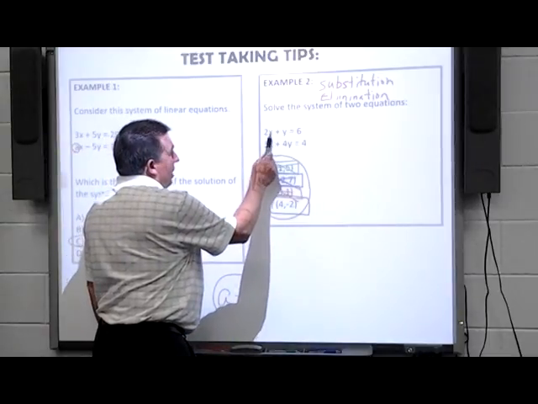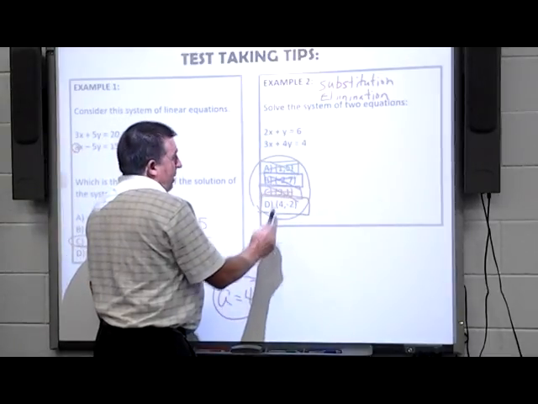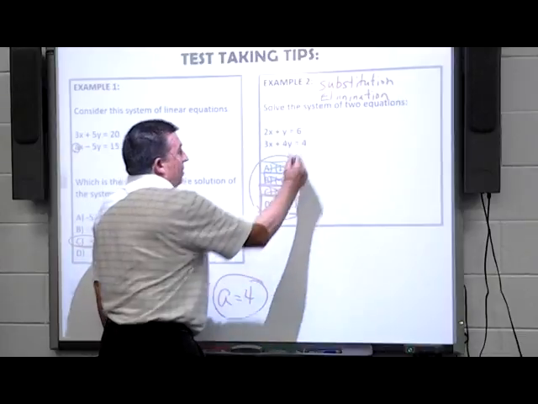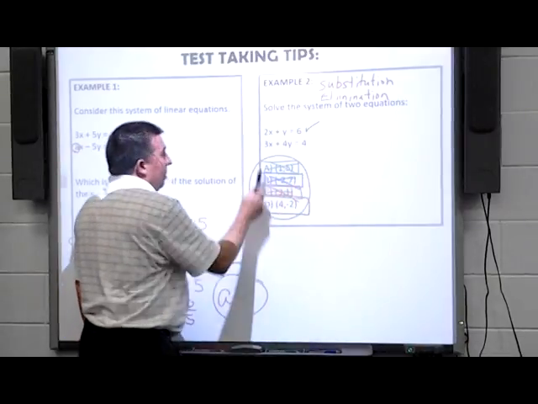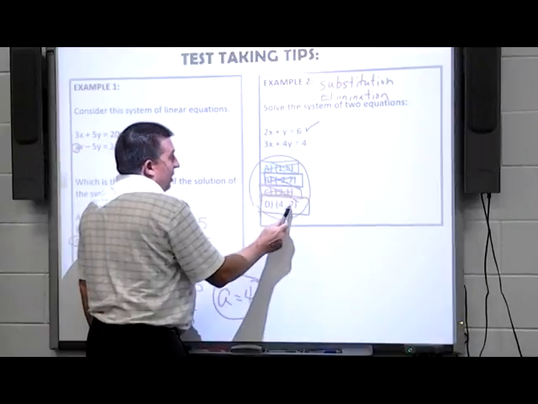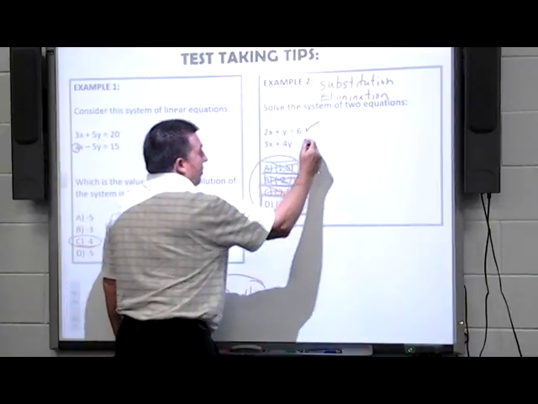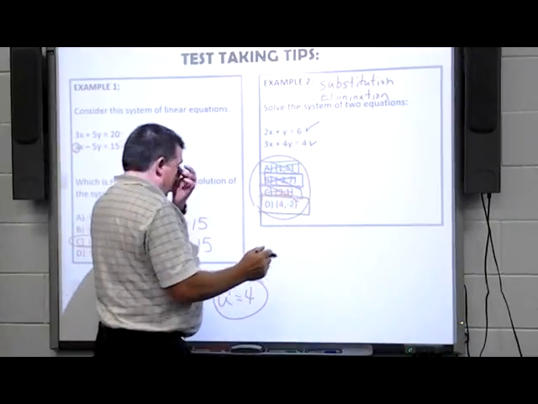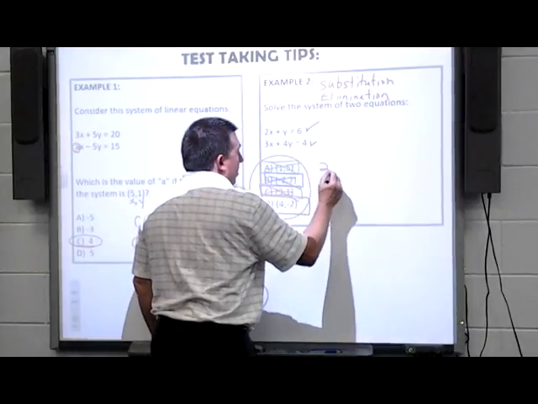We have 2 times 4 is 8. 8 plus -2 is 6. It works in that one. 4 times 3 is 12. 4 times -2 is -8. 12 and -8 is 4. It works in both of those equations. I'll show you that to make sure you understand that.